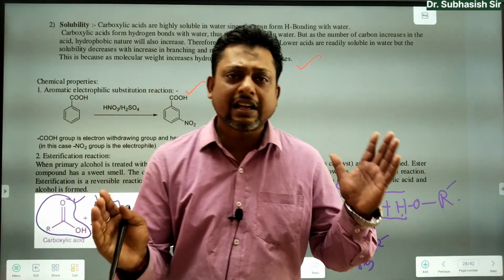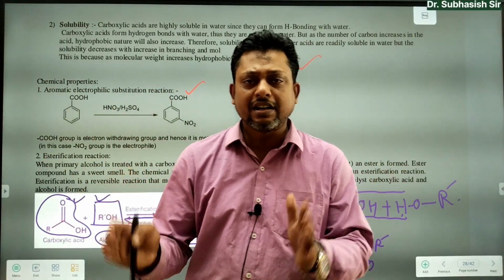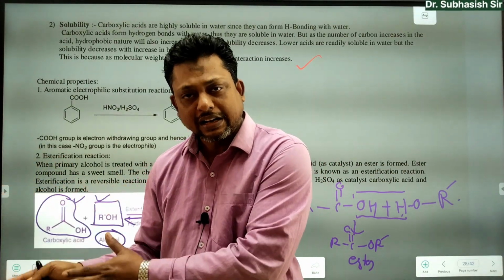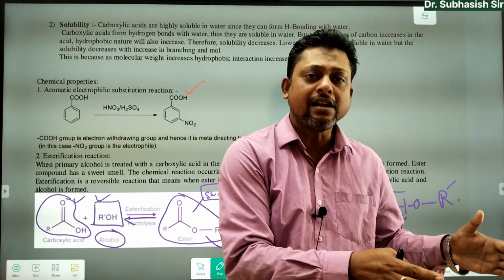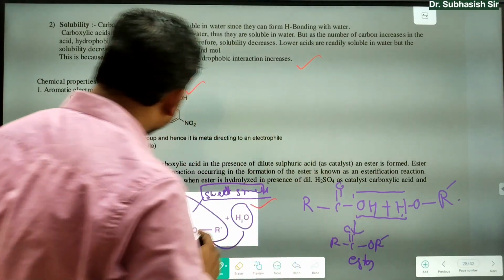So what is reversible? Alcohol and acid react to give ester and water. If ester and water react, that means hydrolysis of ester, you will get back acid and alcohol. So this is one of the common reactions.